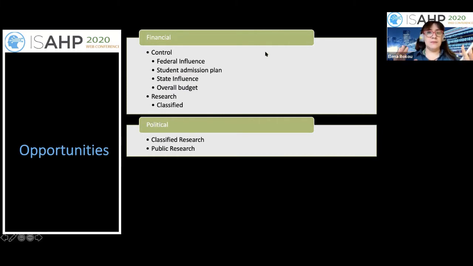Opportunities, a little bit smaller. You see control and research under financial. For example, we see opportunities there getting influenced by the federal government, or how some different opportunities on how to define the student admission plan, or the ability to do classified research or public research.